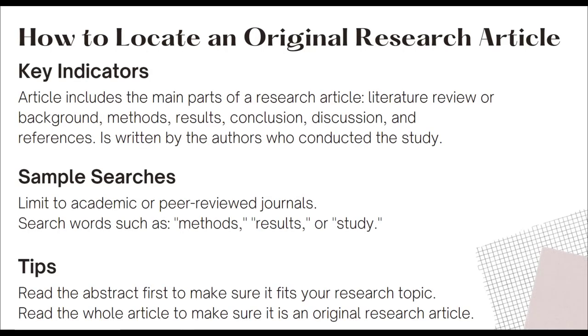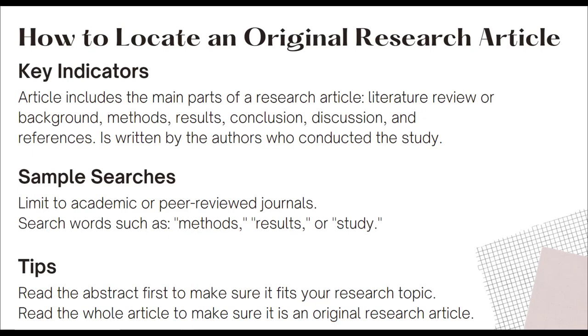There are a few ways to locate an original research article. First, look for the key indicators within the article: a literature review or background section, the methods, results, conclusions, discussions, and references sections. Also, it should be written by the authors who conducted the study.